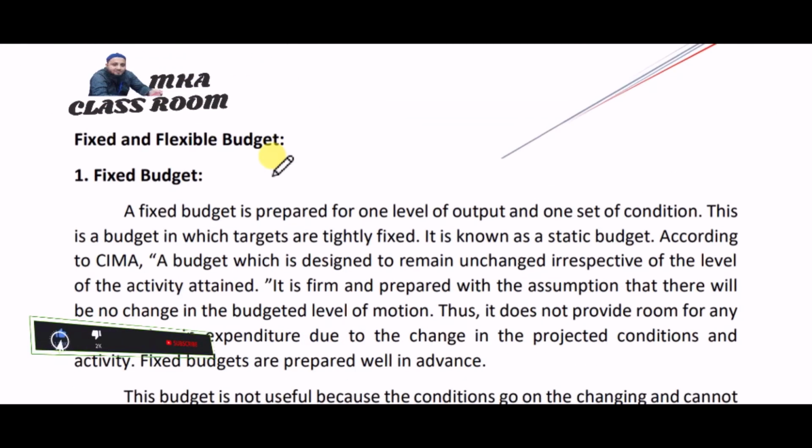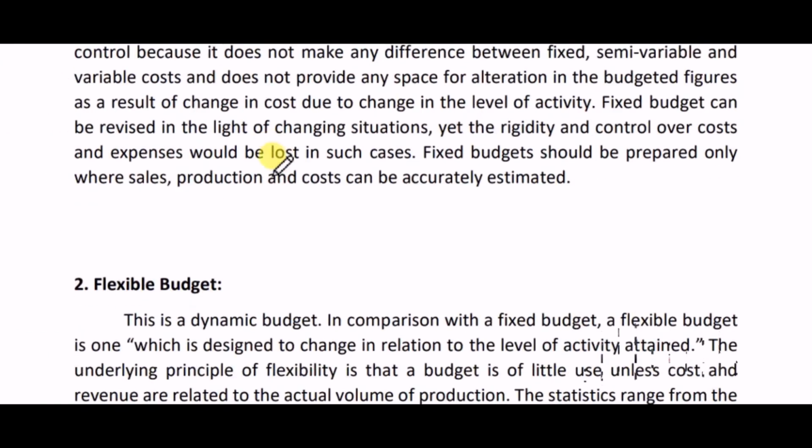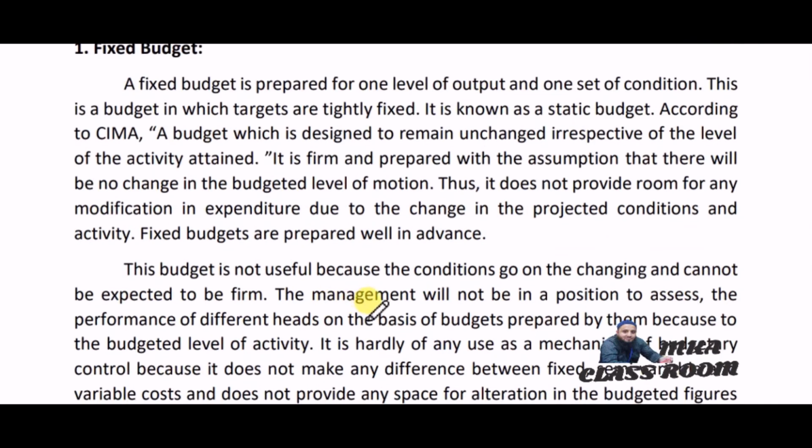After that we will see fixed and flexible budget. A fixed budget is prepared for one level of output and one set of conditions. This is a budget in which targets are tightly fixed. It is known as a stick budget, very very strict.